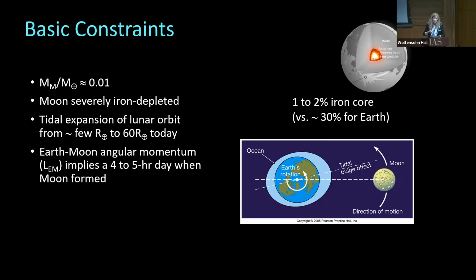So here are the most basic constraints of the Earth-Moon system. For a moon, the moon's pretty massive, containing about 1% of the Earth's mass. We know from its bulk density it's severely depleted in elemental iron. There's been a very large degree of modification of the lunar orbit over the 4.5 billion year history of the system. Tidal interaction between the Earth and Moon slows the Earth's rotation and causes the Moon's orbit to expand. This interaction conserves angular momentum. So the current angular momentum of the Earth-Moon system implies that when the Moon formed, close to the Earth, the Earth would have been rotating at about a 4 or 5 hour day.